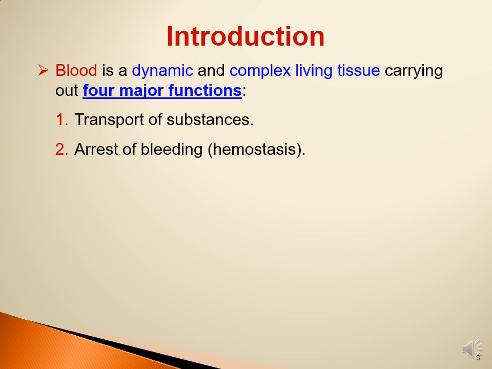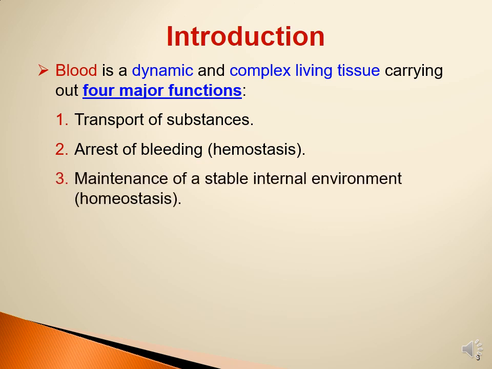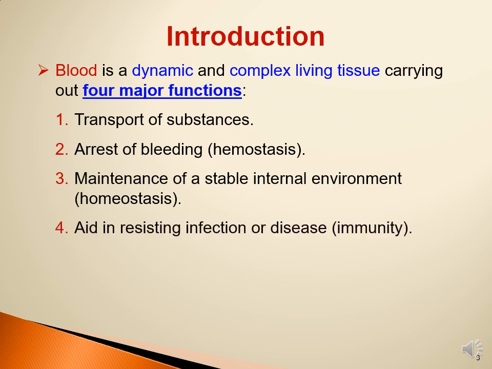It is also involved in the process of hemostasis, where it contributes to the arrest of bleeding. It is also important for the maintenance of stable internal environments, like maintenance of body temperature, blood pressure, and so on. And also it aids in resisting infection or diseases, as white blood cells, one of the components of blood, are part of the immune system, contributing to both innate and acquired immune responses.